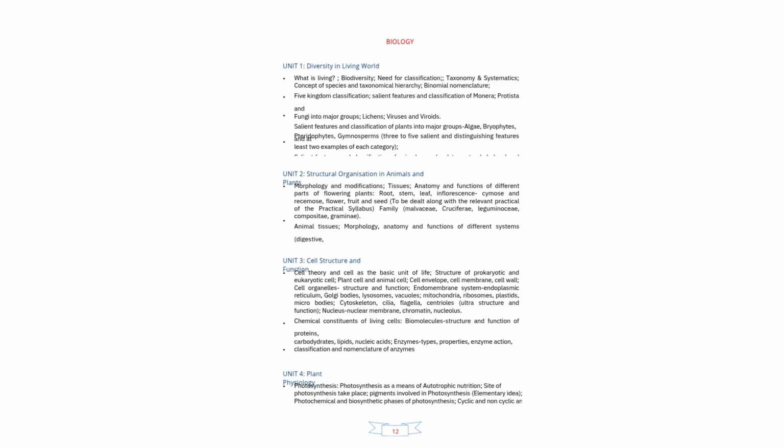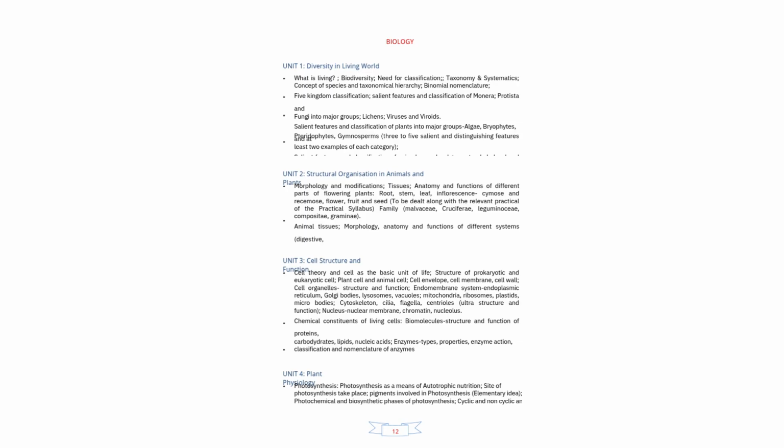Salient features and classification of plants into major groups: algae, bryophytes, pteridophytes, gymnosperms, 3 to 5 salient and distinguishing features and at least 2 examples of each category. Salient features and classification of animals, non-chordate up to phyla level and chordate up to classes level, 3 to 5 salient features and at least 2 examples.